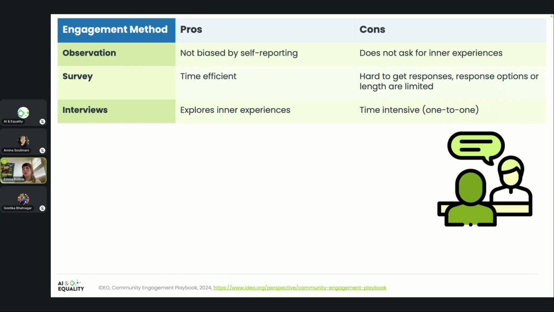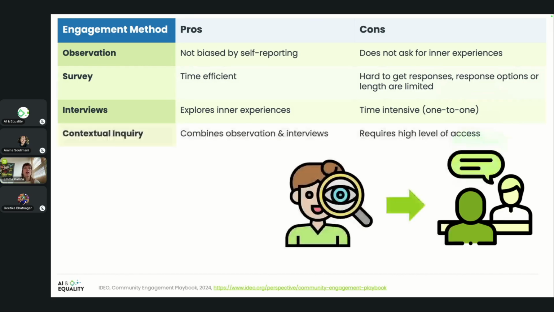Interviews are great because they explore inner experiences, but they are time intense because you obviously need to take the time to talk to every single person. And they can be biased by self-reporting. Then we have contextual inquiry, which basically is an observation. You observe someone and then afterwards you interview them about what you've seen. So follow-up questions like, oh, I've seen you do this, why did you do this? And this is a really great technique, but it requires a high level of access.